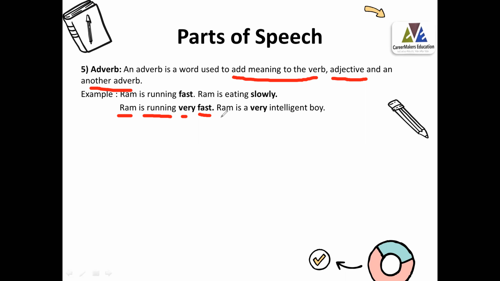Similarly, when I say Ram is a very intelligent boy, Ram is basically a noun. Is is a verb. Boy is a noun. Now, intelligent is an adjective because intelligent adds meaning to the word boy. But very is adding again more meaning to the word intelligent, which is an adjective. That means it is therefore an adverb.